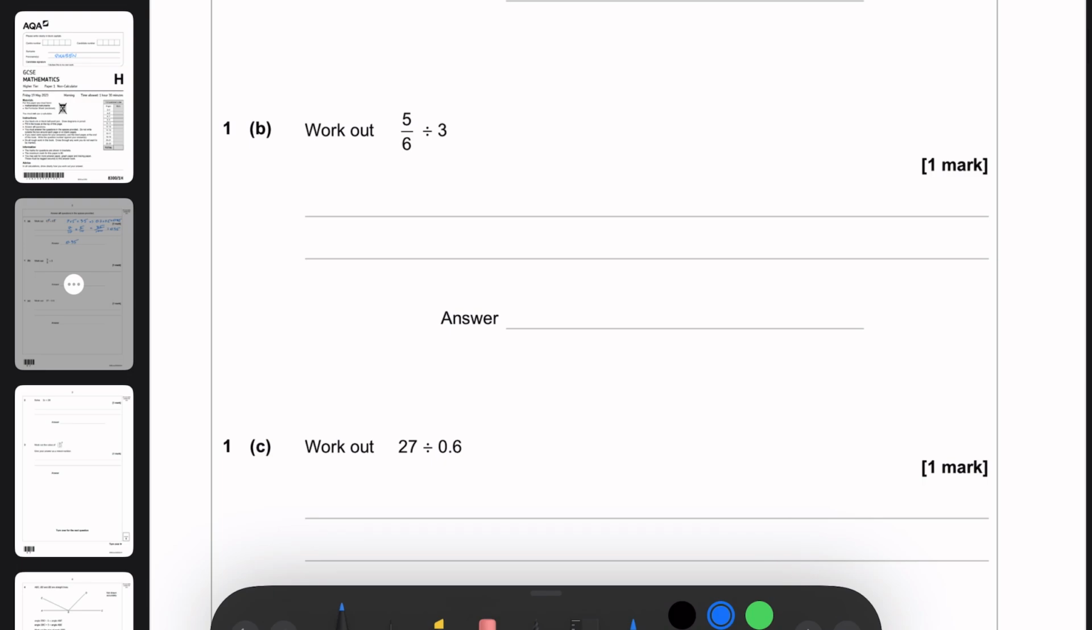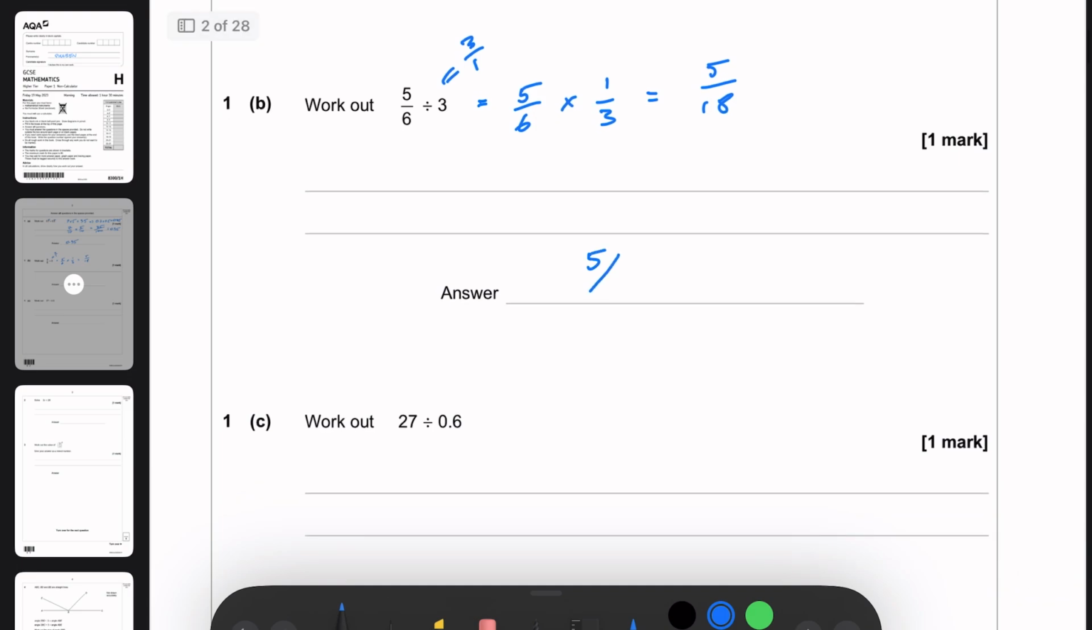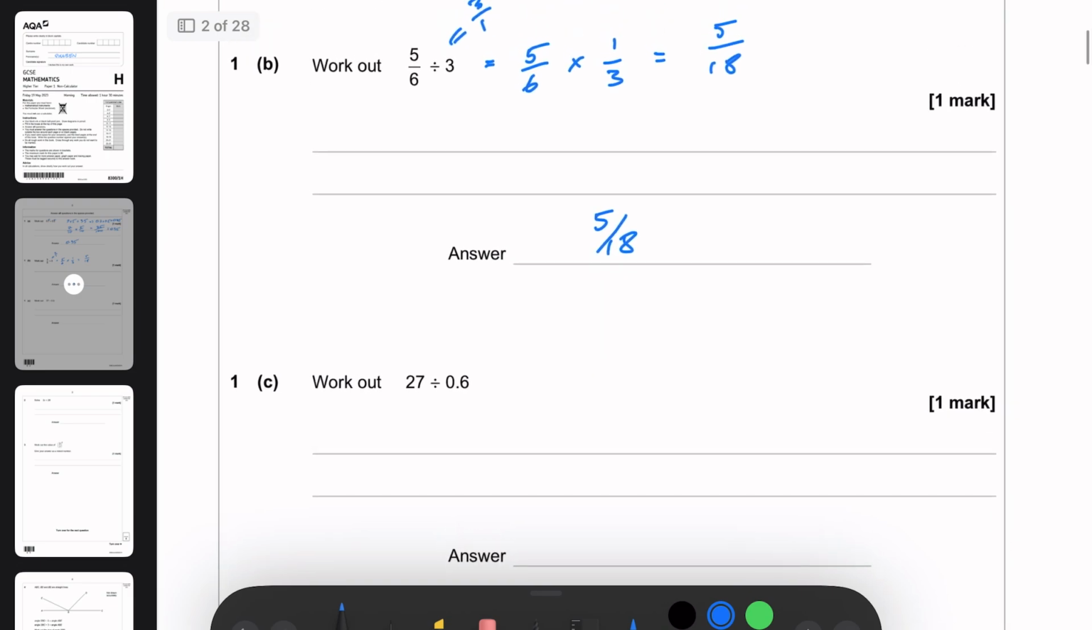1B, so 5/6 divided by 3. This is a bit easier to think of as 5/6 times 1/3, right? Since dividing by 3 is the same as dividing by 3/1, and we know that division is the reciprocal of multiplication, so we have this right here, which gives you in turn 5/18. You can pretty much just leave it like that and you get the right answer. So 5/18, I think this is pretty self-explanatory.